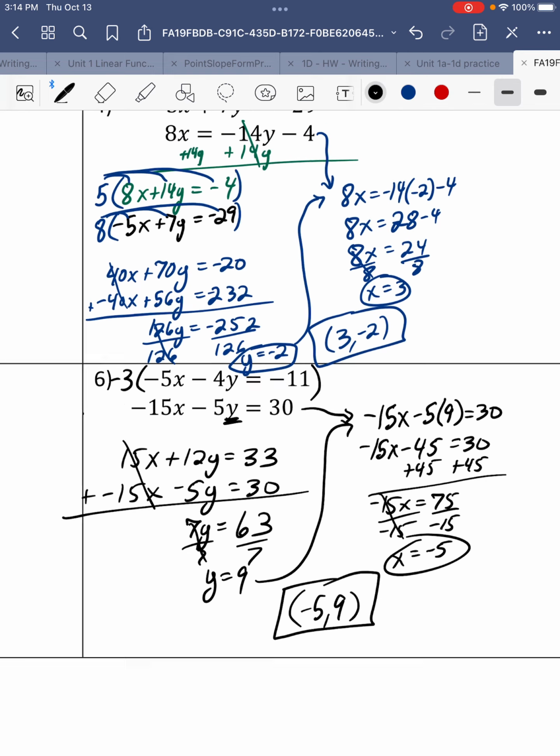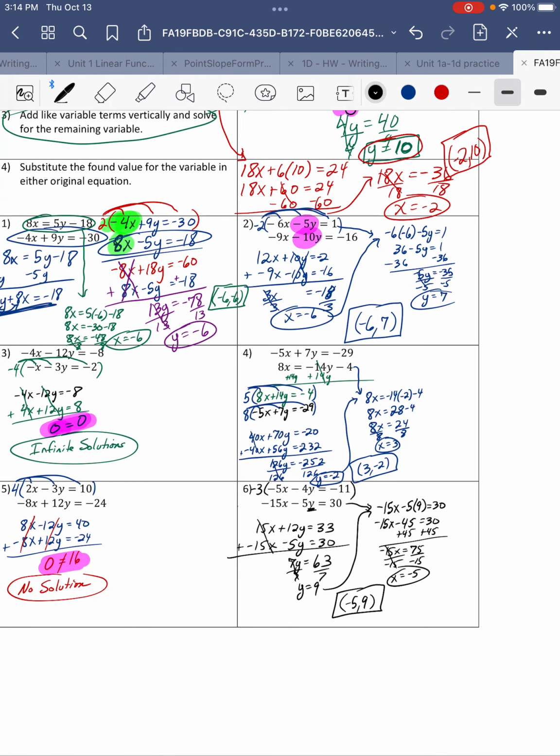And there we go. There is all of the classwork worked out.